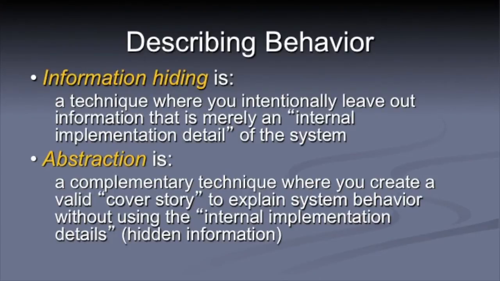Two engineering techniques are utilized to describe the behavior of a system: information hiding and abstraction. Information hiding is a technique where information about how the system works is intentionally left out of the description. For example, the fact that there is an ice maker somewhere behind the ice and water dispenser does not need to be part of the description of the ice and water dispenser.